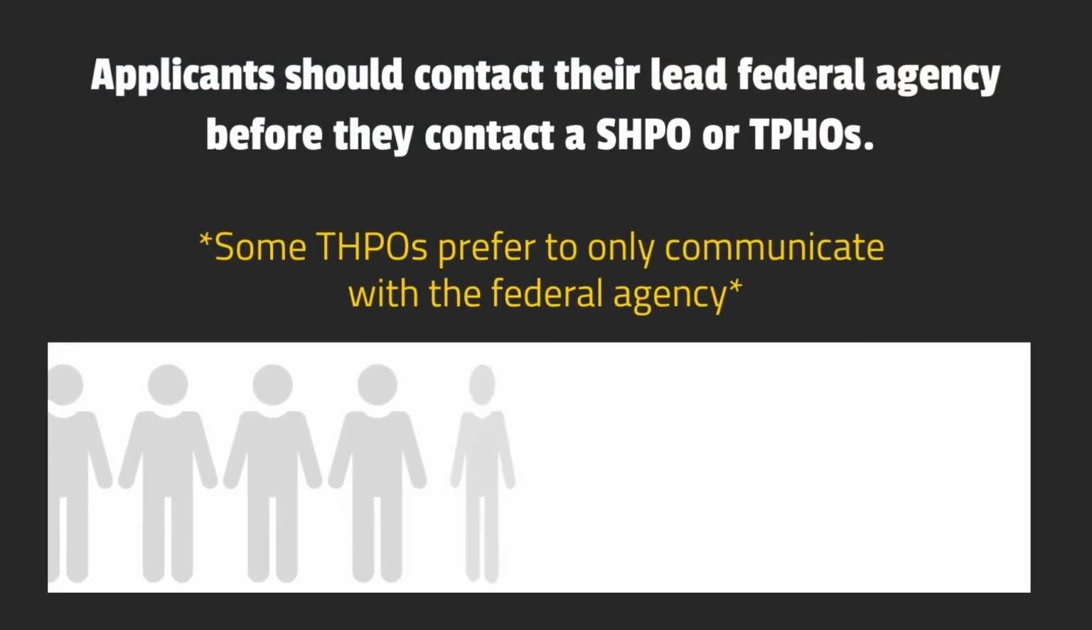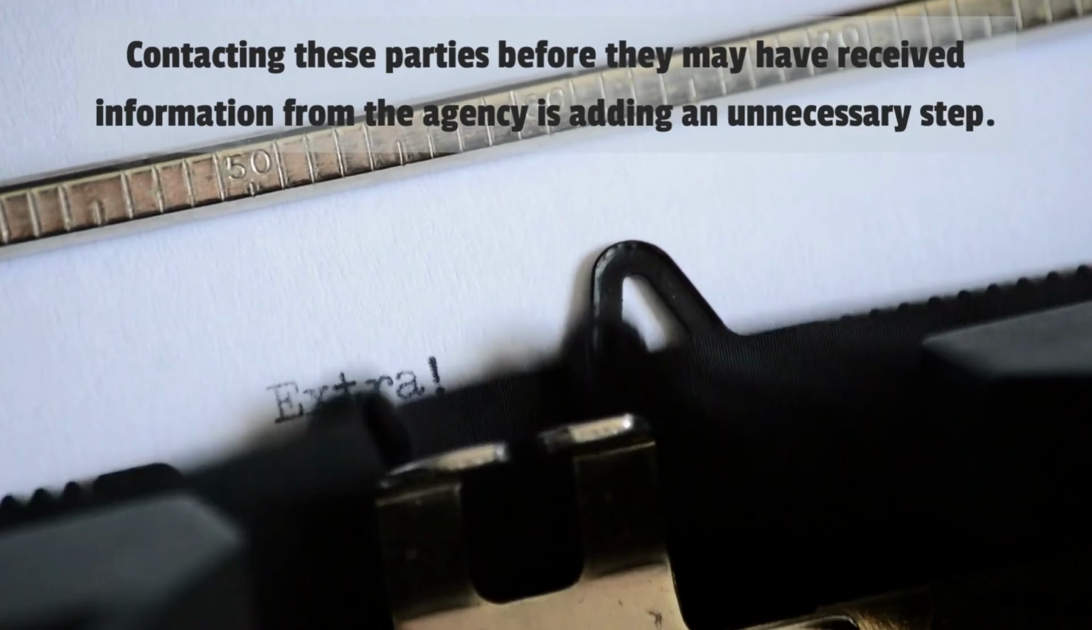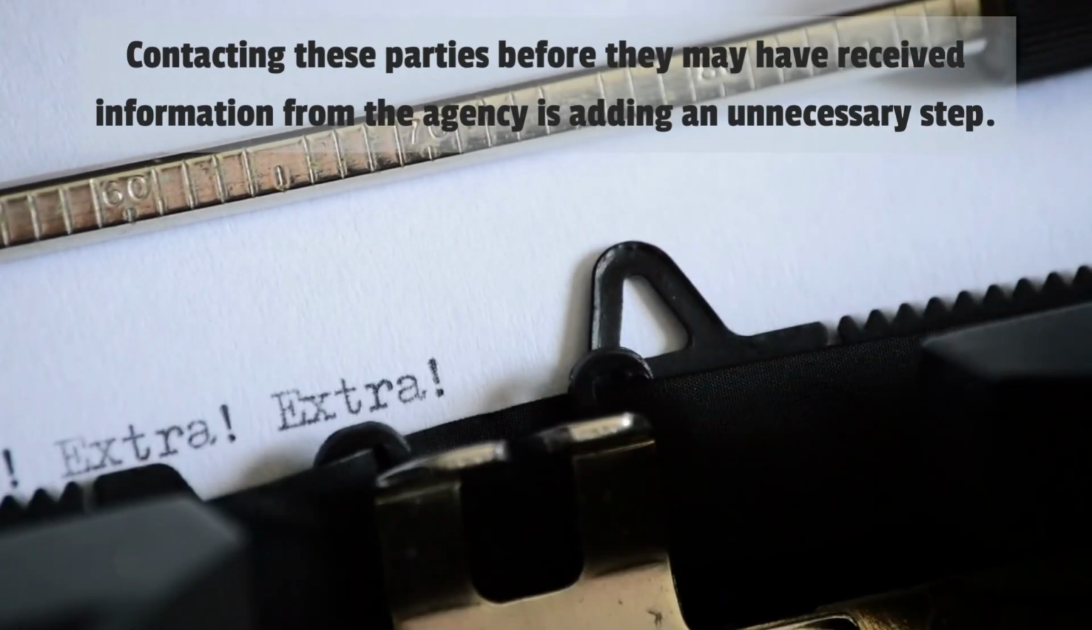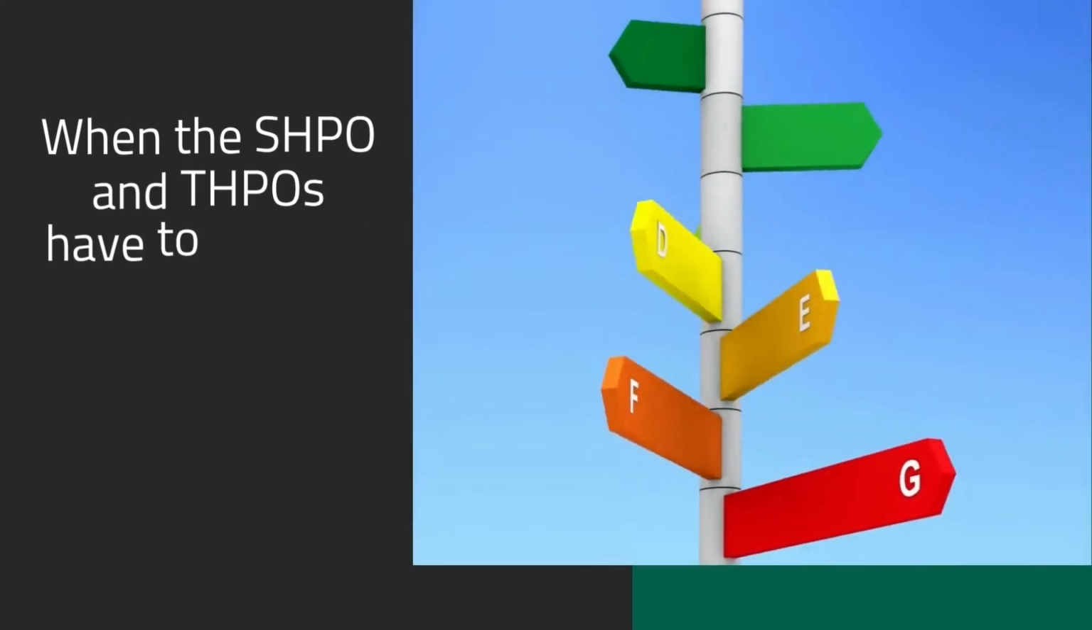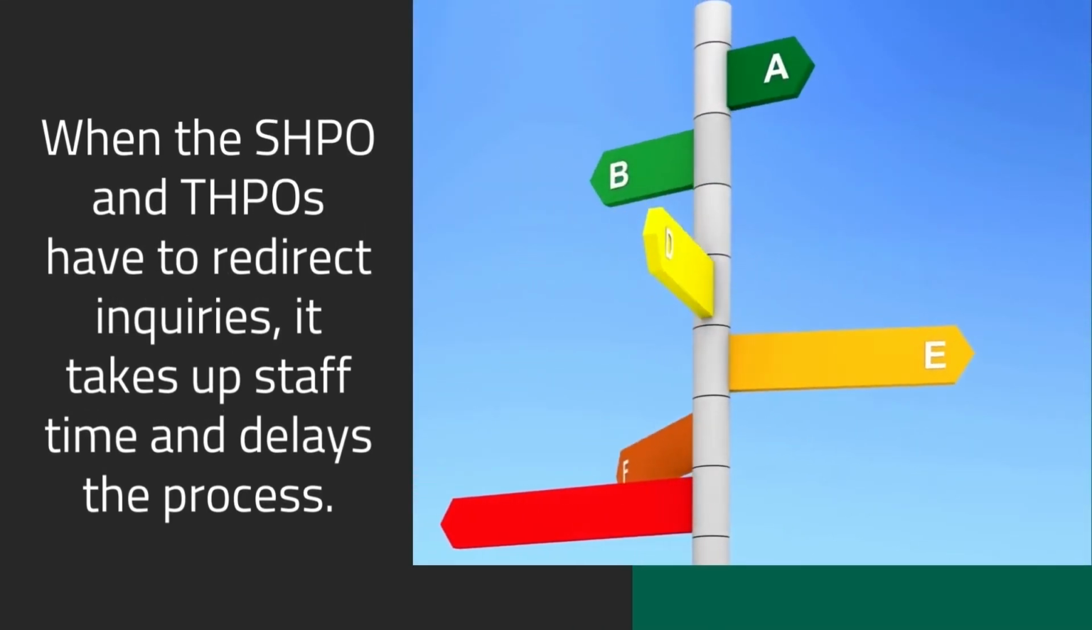Applicants should contact their lead federal agency before they contact a SHPO or THPOs. Contacting these parties before they may have received information from the agency is adding an unnecessary step. When the SHPO and THPOs have to redirect inquiries, it takes up staff time and delays the process.